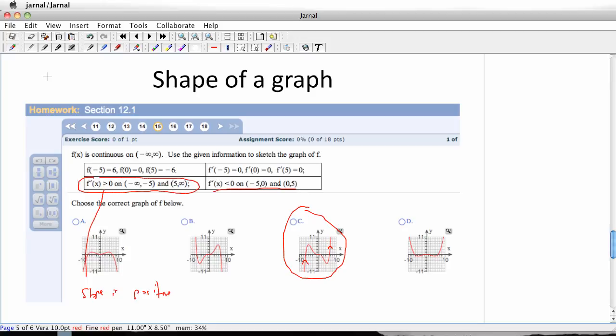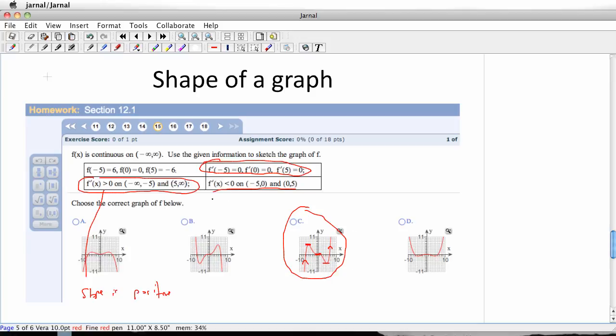We should check everything else. Does it do these things? This is a list of places where the graph should have horizontal tangent lines because this is saying slope is 0, slope is 0. So is the slope 0 at negative 5? Yep. Is the slope 0 at x equals 0? Yep. And is the slope 0 at positive 5? Yep. So we can figure out that this is the only one that is behaving like the description going on here.